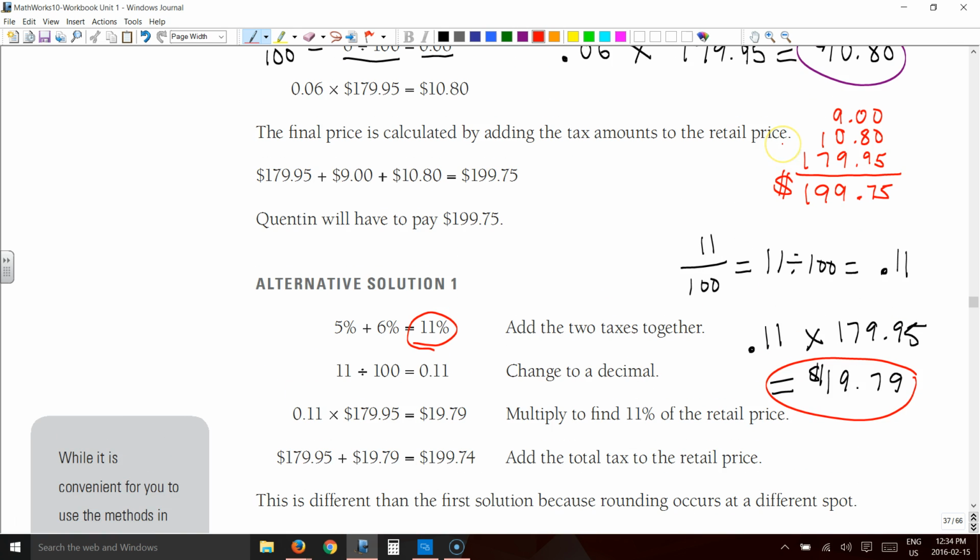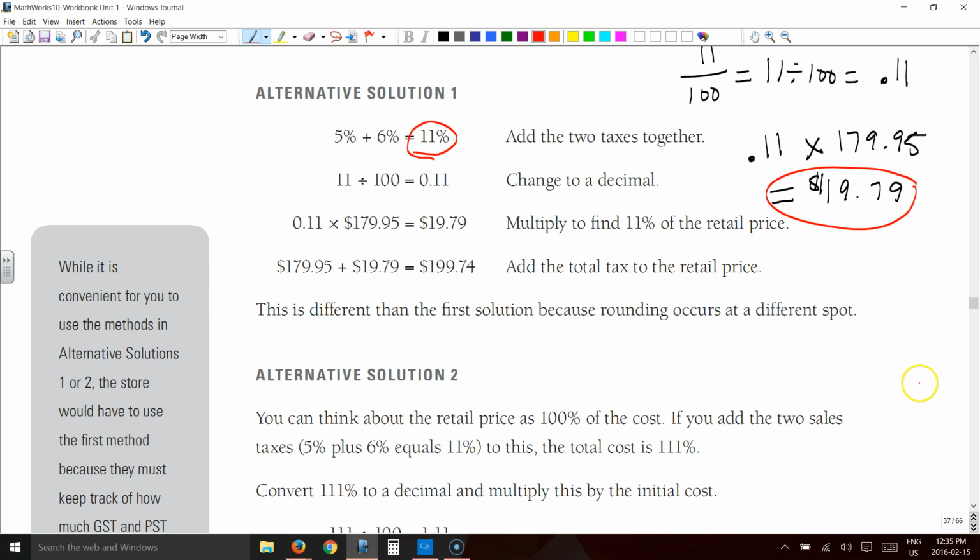And if you take a look, these two here are very close to the same amount. There's been some rounding, obviously. So this total here is $19.80. This total here is $19.79. Very close because of the rounding that took place.